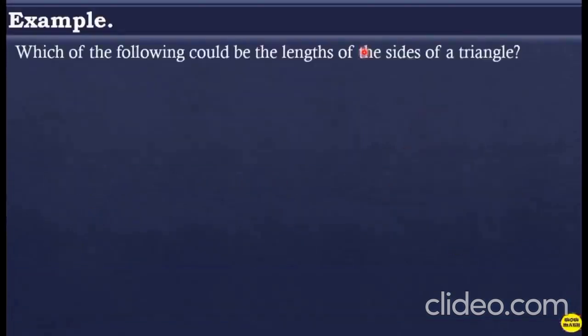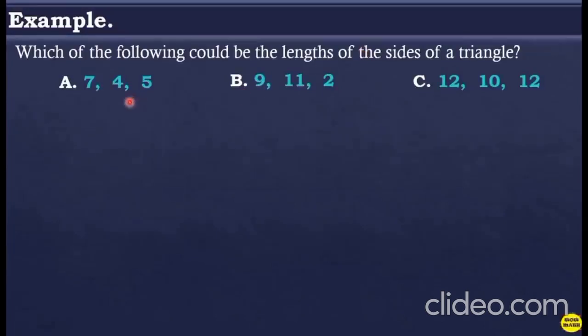Let's have an example. Which of the following could be the lengths of the sides of a triangle? So, I have here set A, set B, and set C. So, given this set of the lengths of the sides of a triangle, identify natin alin dito yung possible side ng triangle. So, based po sa ating triangle inequality theorem, na dapat pag inadd natin yung two sides, it is always greater than the length of the third side. So, let us try. So, i-try natin siya kay set A.